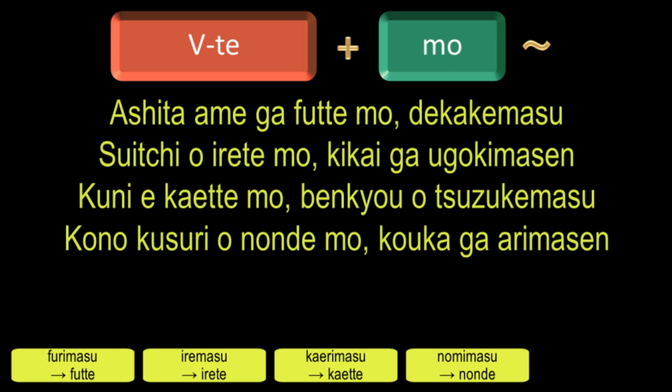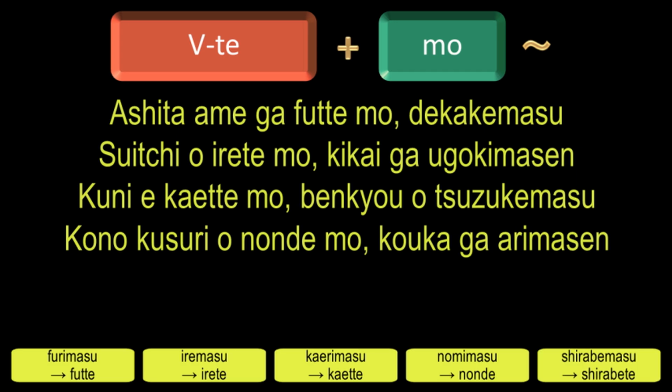Here, kusuri means medicine and kouka means effect. Just remember, kouka ga arimasen will mean it is not effective. On the other hand, kouka ga arimasu will mean it is effective. Let me go to the next example.